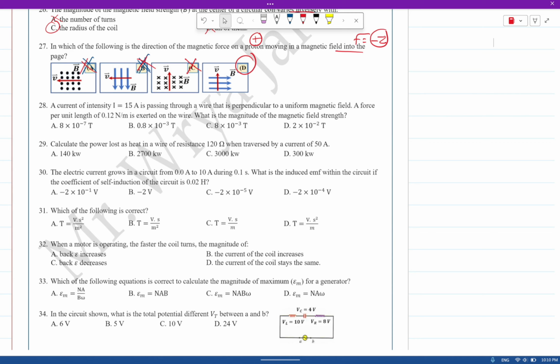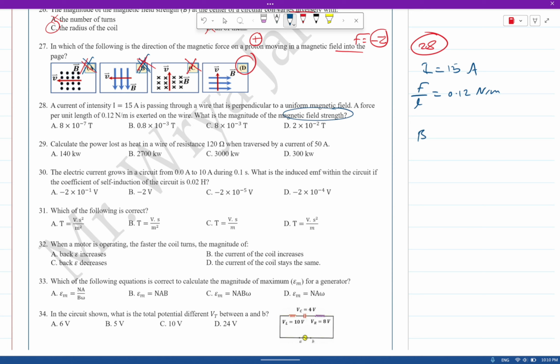Okay, now question 28 says, a current of intensity 15 amperes is passing through a wire that is perpendicular to a uniform magnetic field. A force per unit length, remember, force per unit length, that means F over L is equal to 0.112 Newton per meter is exerted on the wire. What is the magnitude of the magnetic field strength?